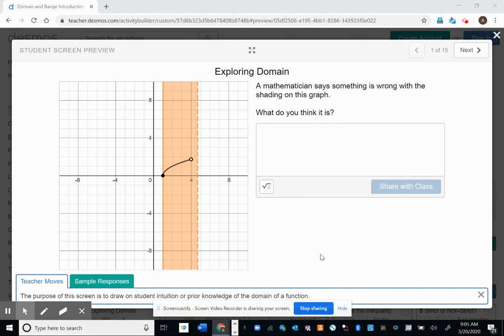It says, a mathematician says something is wrong with the shading on this graph. Mathematicians often use shading to show what part of a graph a function exists in. Since the function starts where x is equal to 1 and ends at x is equal to 4, this line should be ending where x is equal to 4 rather than extending past. So it should stop at x equals 4.